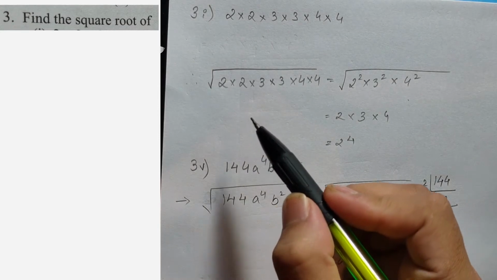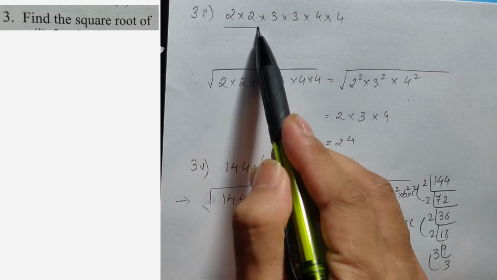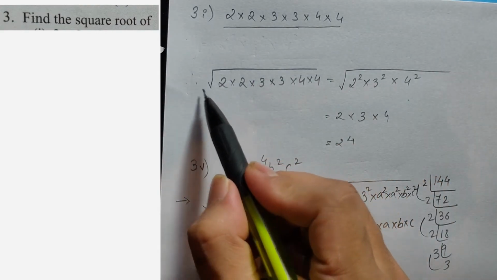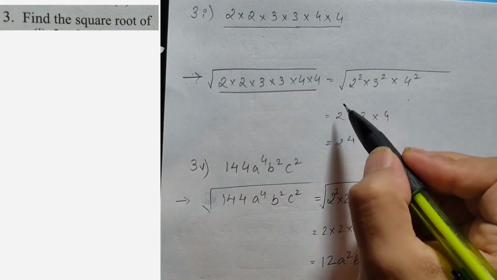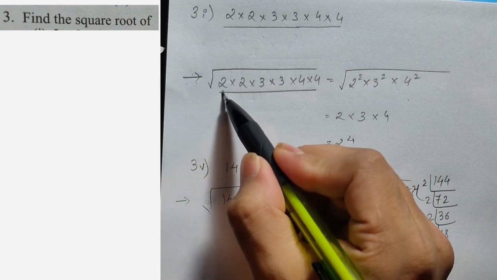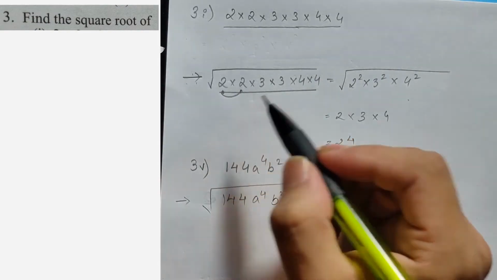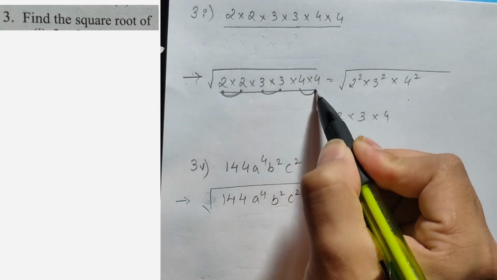Let us now solve the question shown on the left hand side of your screen. Find the square root of 2 into 2 into 3 into 3 into 4 into 4. Okay, so we have square root of this number is equal to, so what we do is we again pair it up. Since this is already prime factorized, we don't need to prime factorize, so this will be 1 pair, 2 pair and 3 pair.